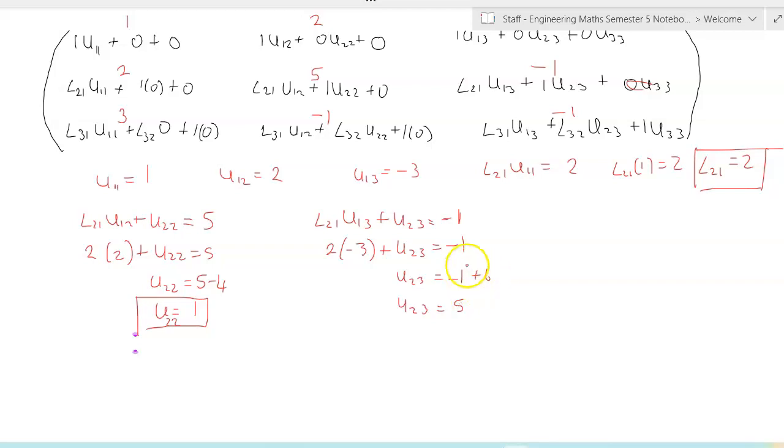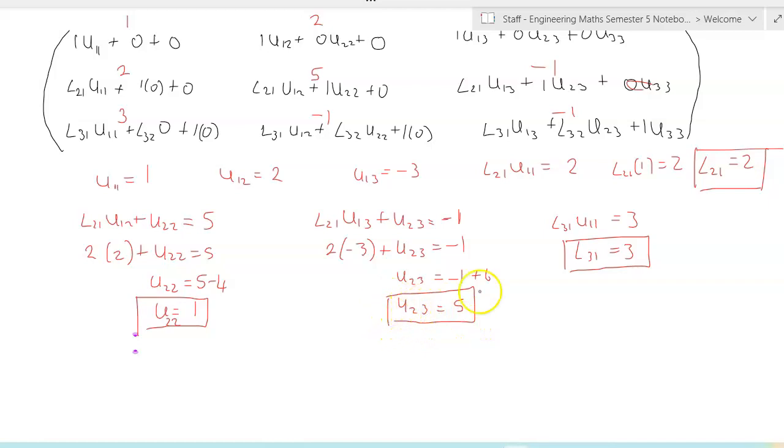Then where are we now? We've done this equation. We're at this equation here. So we have L31, U11, plus nothing else. That's 0, and that's 0, and that must equal 3. And we know U11 equals 1. So that means L31 equals 3. Let me just put these inside little boxes so I can find them again later.